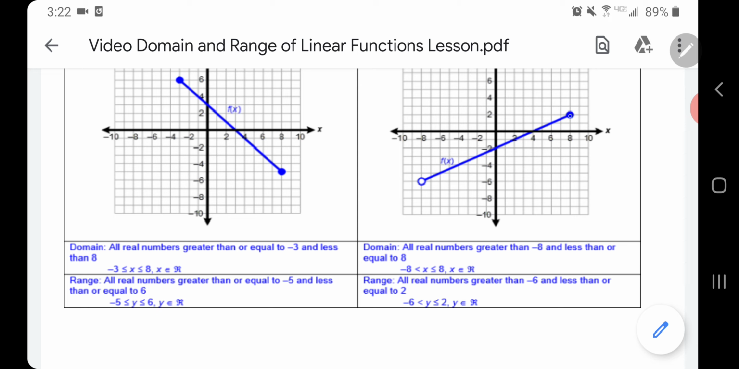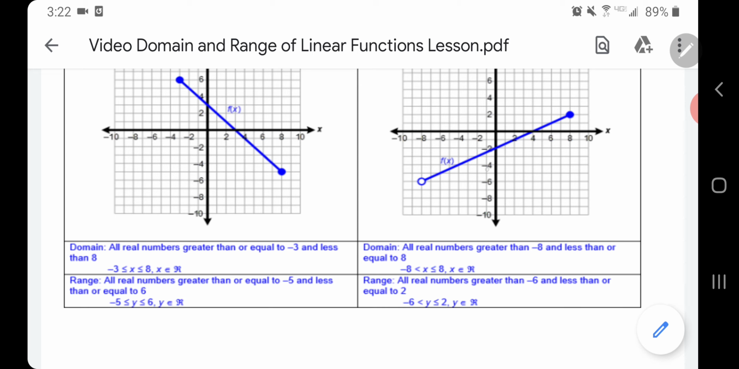Oh, at 8, we can be 8, hence the solid circle. But we cannot be -8. So my domain is all real numbers greater than -8, because we are always greater than -8, but less than or equal to 8. So once again, inequality notation, we write it as x is greater than -8 and less than or equal to 8, where x is an element of the real numbers. See, I like inequality notation because I can put that x down and say I'm between this -8 and this 8, and I'm always greater than that -8 but less than or equal to that 8.